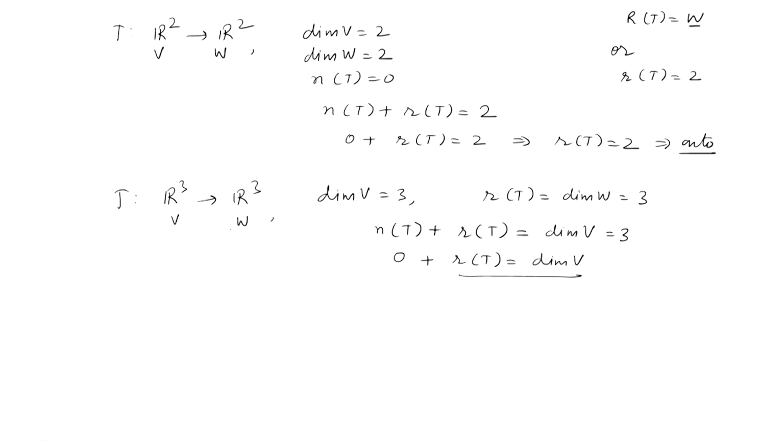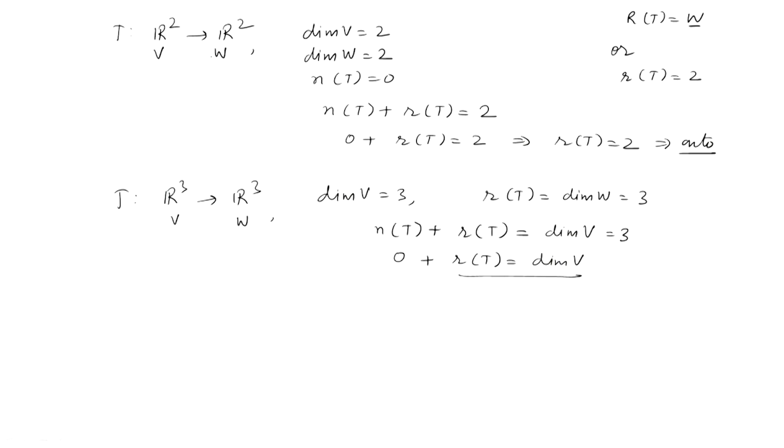In fact, if U and V are of the same dimensional vector space, here also in the second example V and W are same dimensional vector spaces, and T is linear. If it is linear and 1 to 1, it implies onto. If T is linear and onto, it implies 1 to 1, if it is the same dimensional vector space.